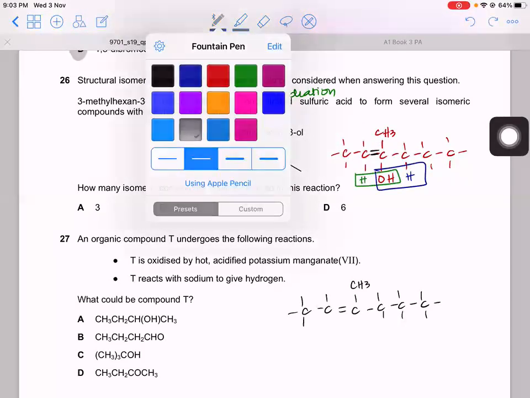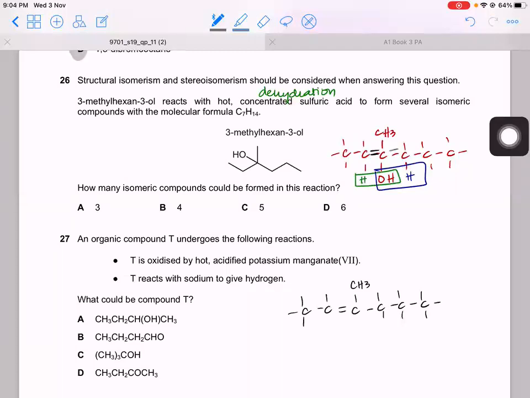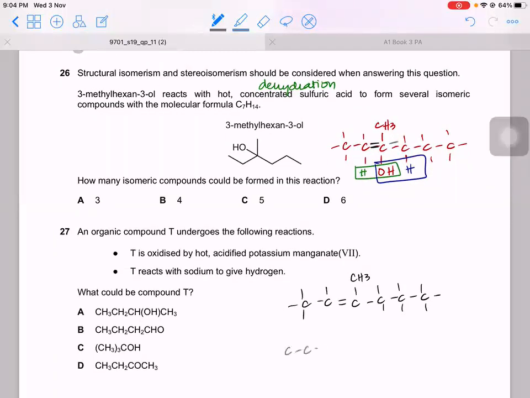Let me put it in a different color, in gray. So that's the other possibility, which is C, double bond, so between the third and the fourth. And then you have the CH3 as it is. So this is the other possibility. What is the third possibility? Do you see the neighboring carbon of this OH is also this carbon? So it can lose this hydrogen and this OH.